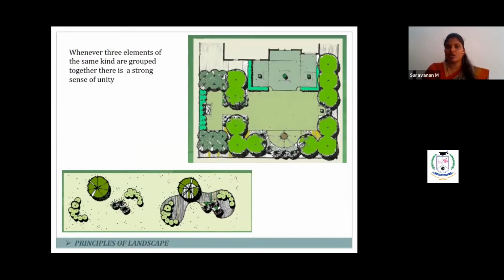Next is, it is always said that three elements of the same kind are grouped together, which actually gives a very strong sense. So any three elements which are combined together and used give a sense of strength.